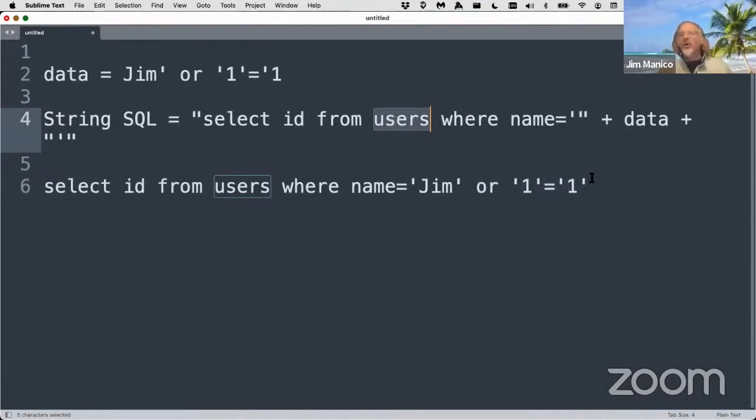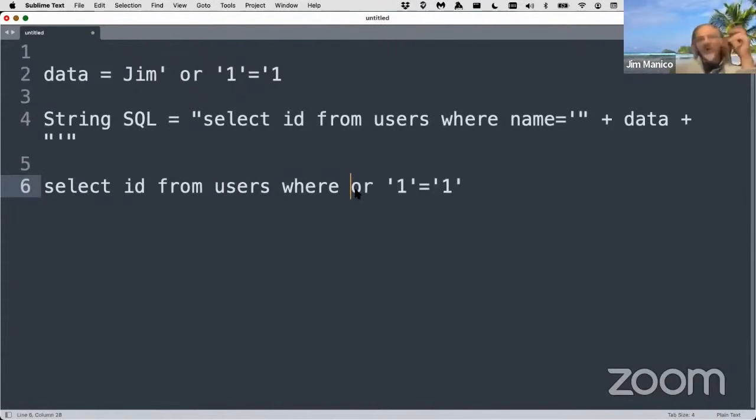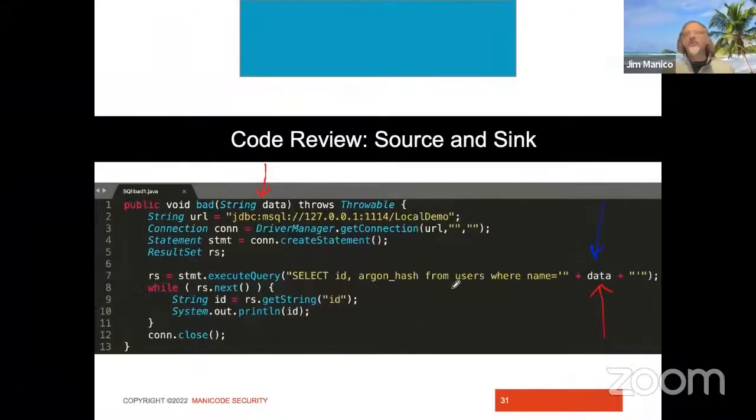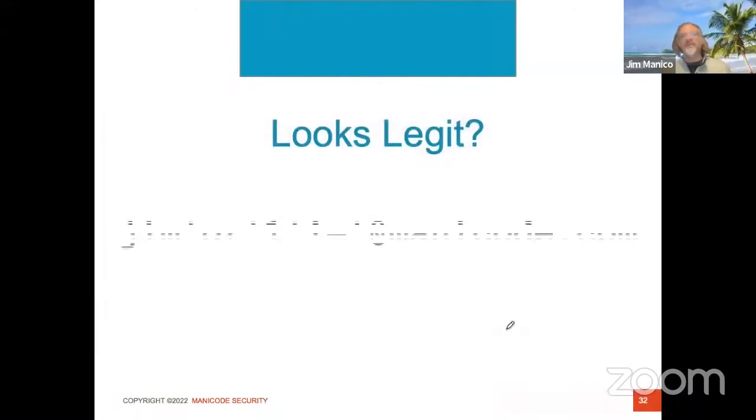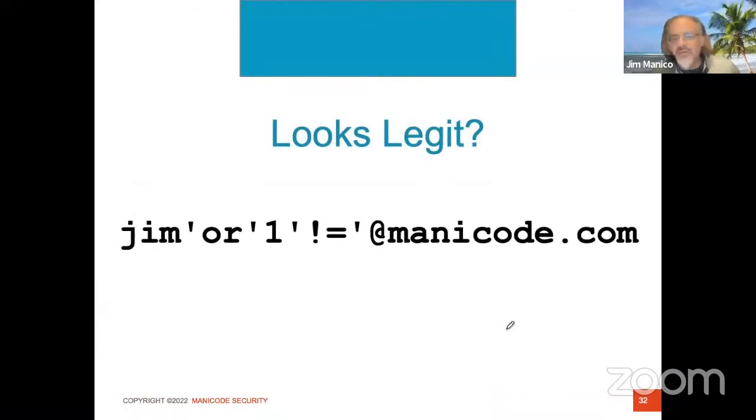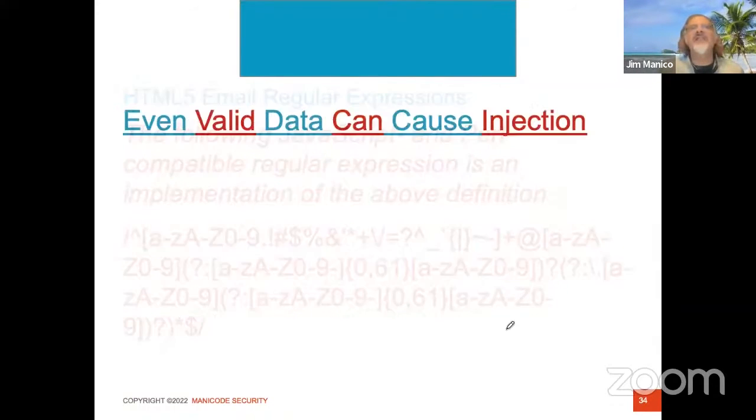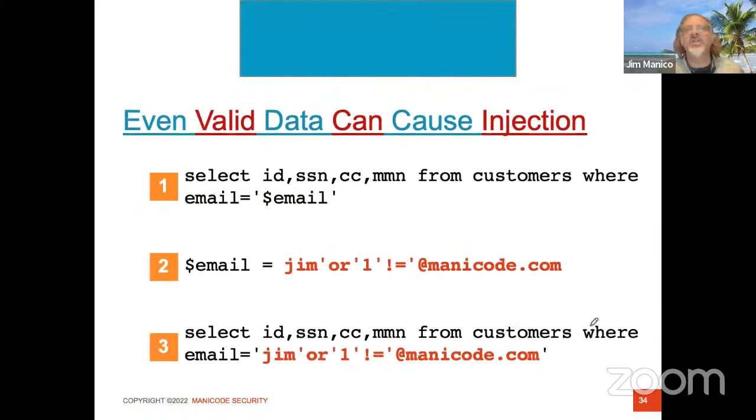Because if you say or true, you remove other where clauses, just removed. Or true. It's always true. And I just got the entire table. So that's SQL injection. By the way, can we use input validation to fix this problem? No, we can't, because even valid data can cause injection. This email address is a legal valid email address, but it's also SQL injection.